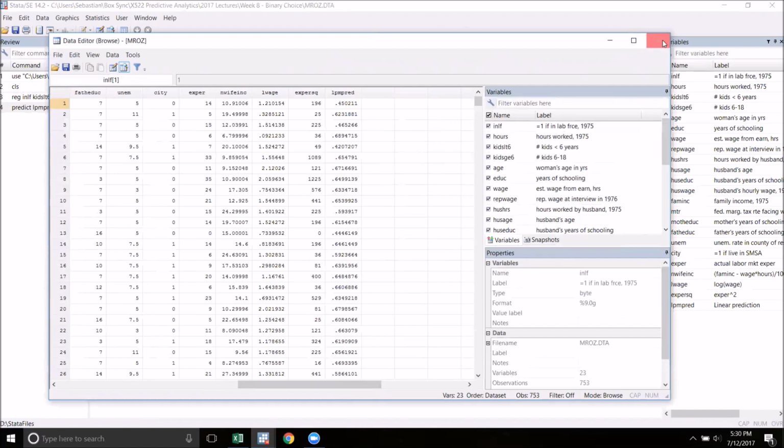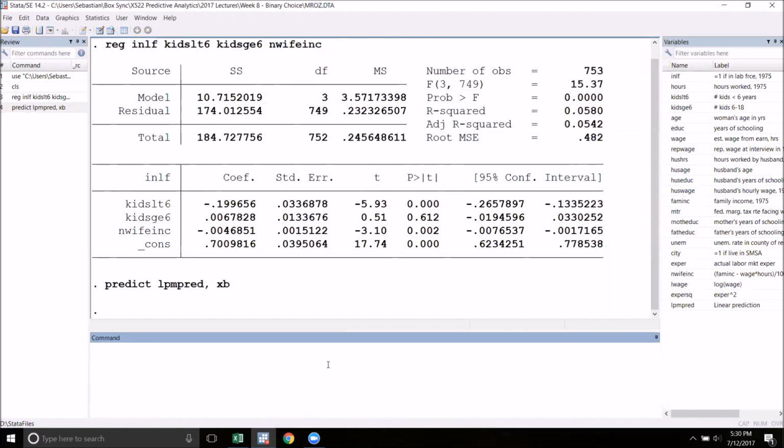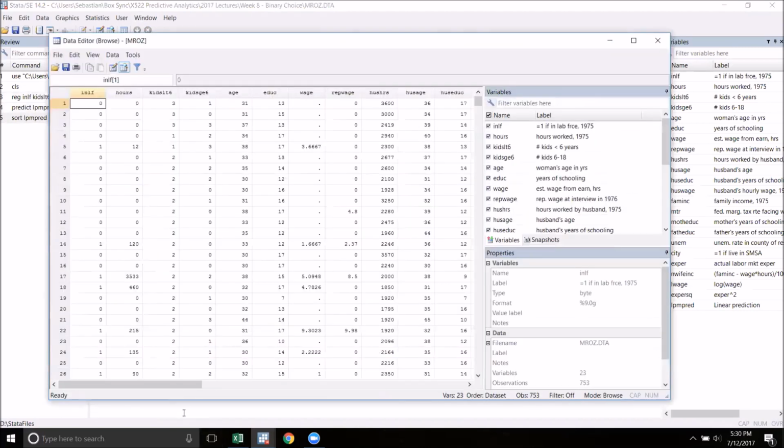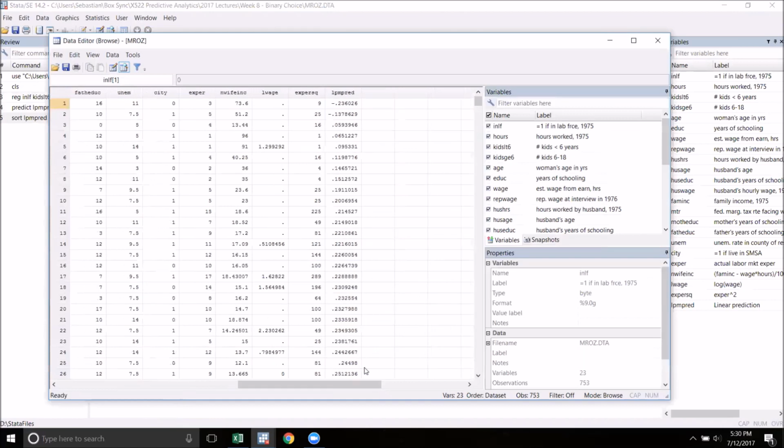One of the main weaknesses of the LPM is that we can get probabilities that are either negative or greater than 1. I'm going to sort the data by the LPM predictions. Once I do this, we can see that there are two people in this data set who have negative probabilities. That is, these two people have a combination of husband income and number of kids that sends the probability so low that it drops below 0.